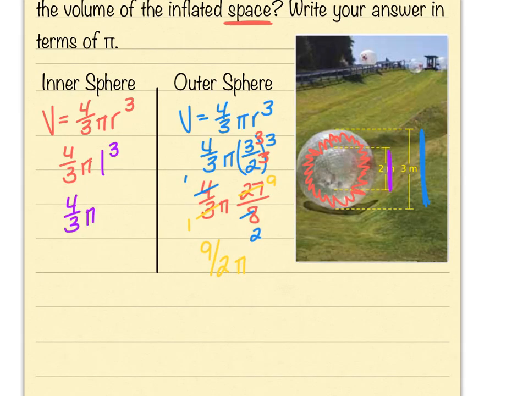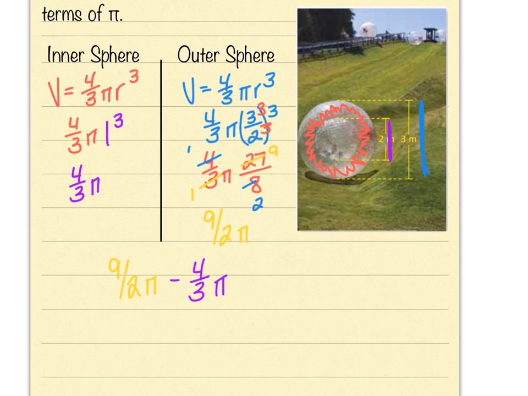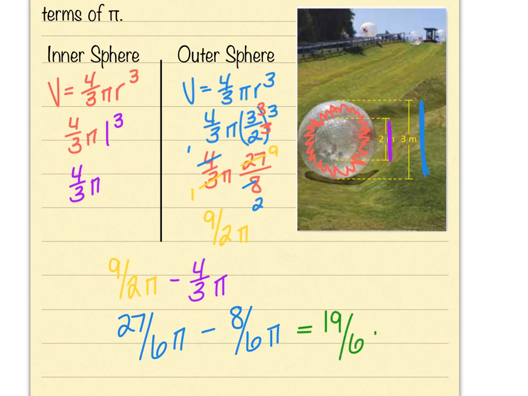Now it's time to subtract, and we're going to subtract the inner sphere, 4/3 pi, from the outer sphere, 9 halves pi. We need a common denominator, and that common denominator is going to be 6. So I'm going to multiply by 3 to get 27 over 6 pi, minus, and then multiply both top and bottom by 2 to get 8/6 pi. 27 minus 8 is 19/6 pi, which is my answer. Although if it makes more sense, you might want to convert that into a mixed number. 6 goes into 19 3 times with 1 left over, so 3 and 1/6 pi. And since we're talking about volume, the units are cubic meters, so meters cubed.